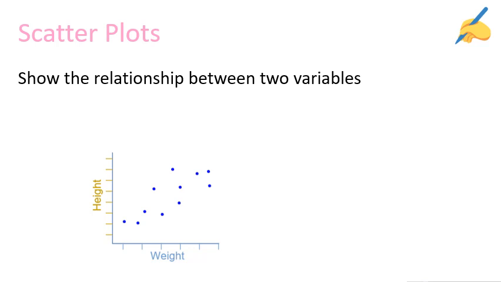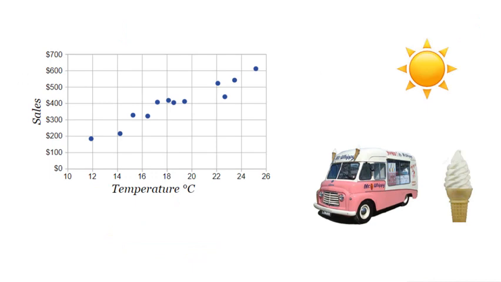So in this example, each dot shows one person's weight versus their height. Then we can look at the relationship between these two variables. This is another scatter plot that shows the relationship between the temperature and ice cream sales. As we can see, as the temperature increases, the ice cream sales also increase.